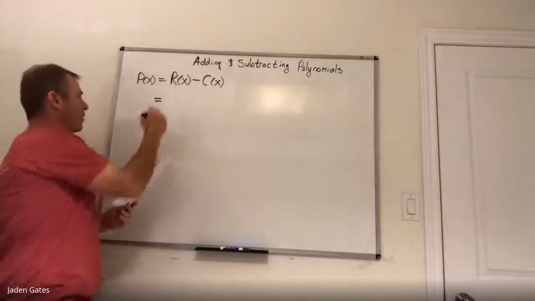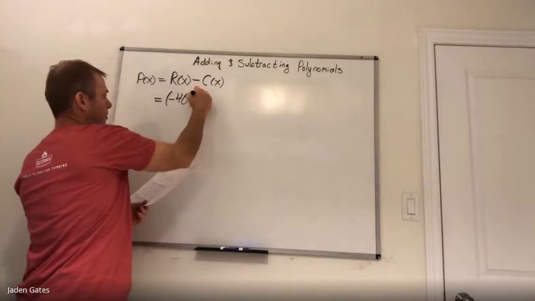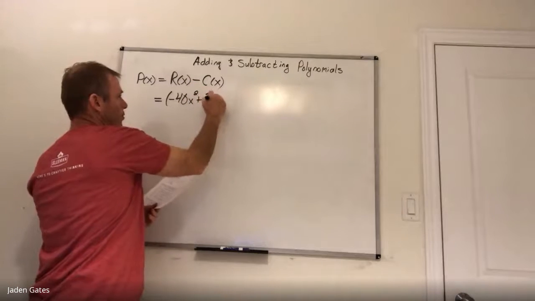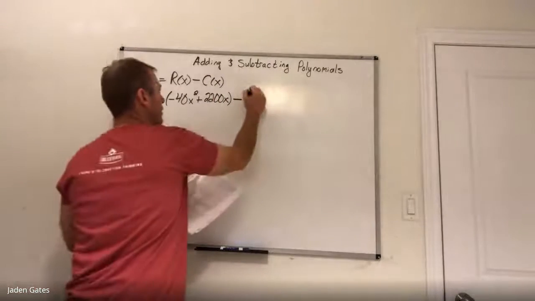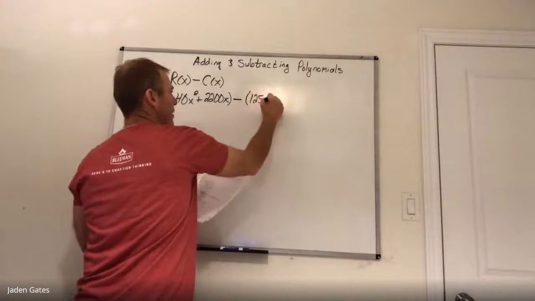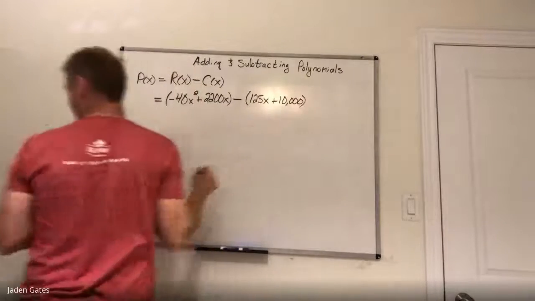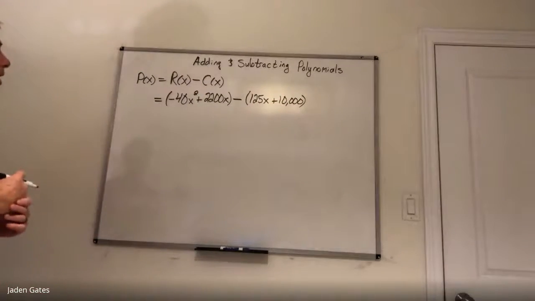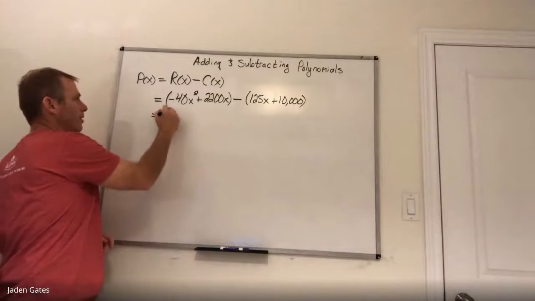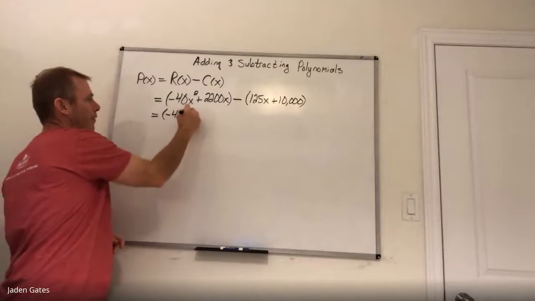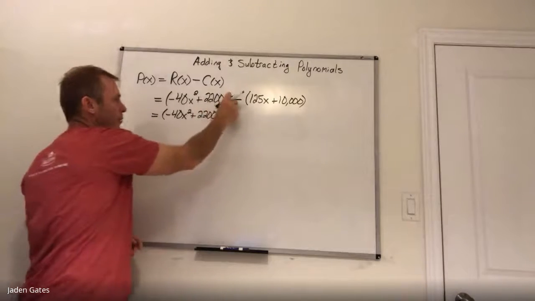And so our revenue function is minus 40x squared plus 2,200x. All right, that's the revenue function. And I subtract the cost function, which is 125x plus 10,000. Go. And so again, I have that minus sign. So I'm going to change this to an addition. And again, the first polynomial does not change as there is no negative sign in front of it. All right, but this one does have a negative sign in front of it.